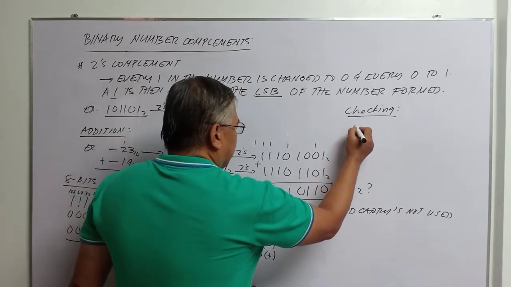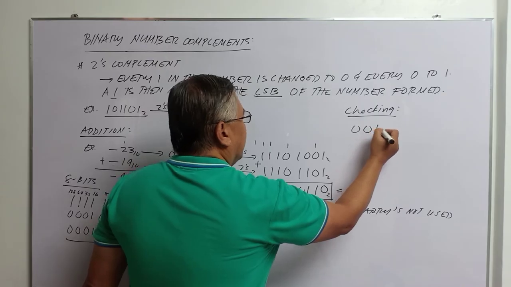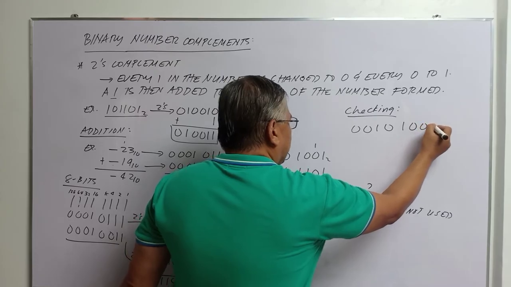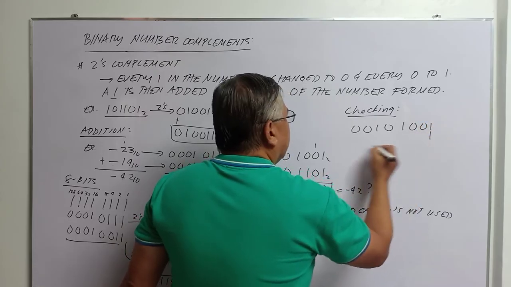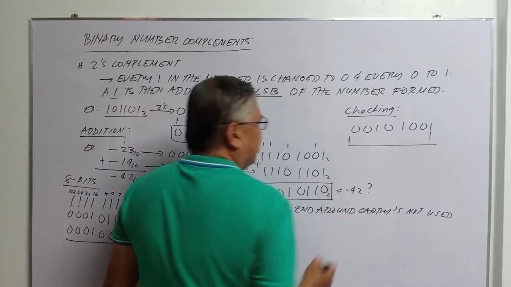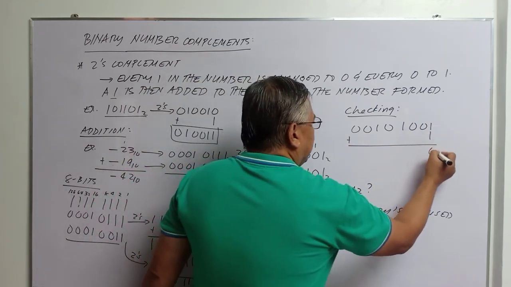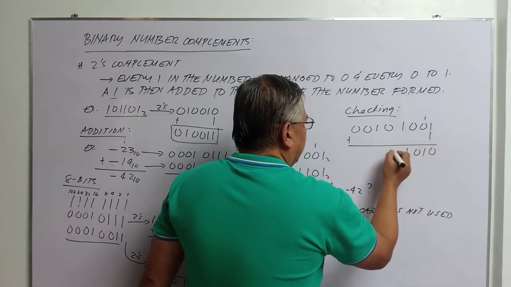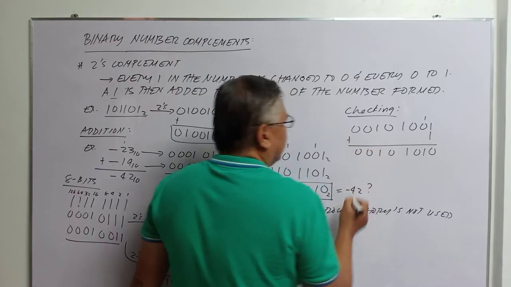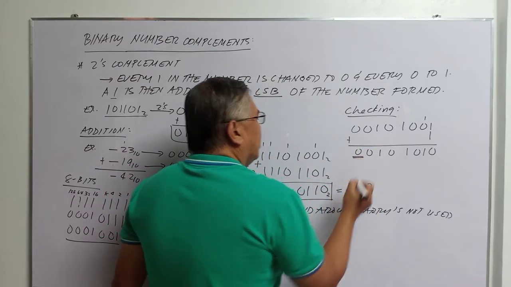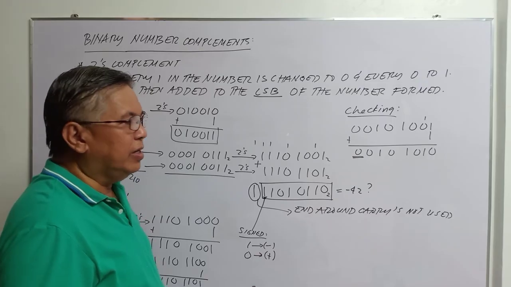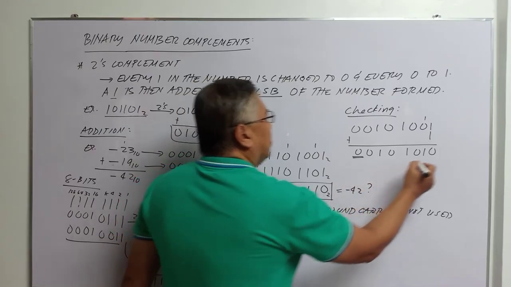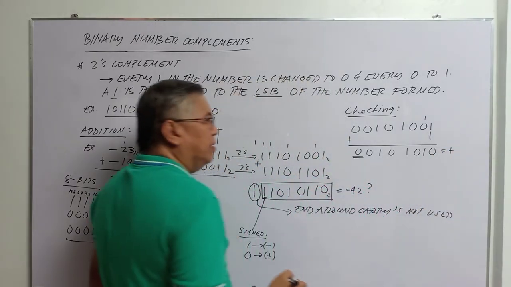So this becomes what? 0, 0, 1, 0, 1, 0, 0, 1. A 1 is then added to the least significant bit of the number formed. You have 0, carry 1, 1, 0, 1, 0, 1, 0, 0. So if you notice again that the most significant bit is a 0, that means that it is a positive number. It is a positive number.